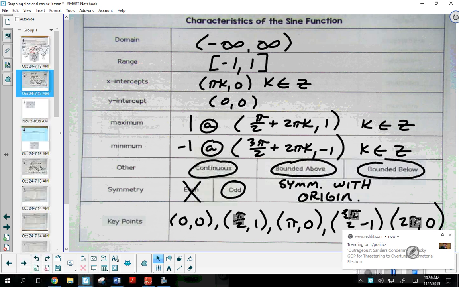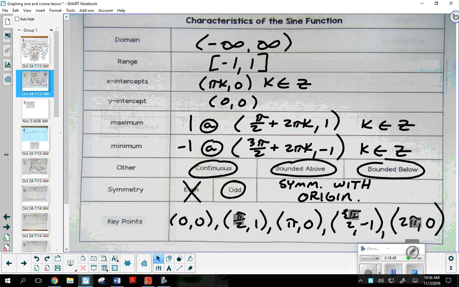Okay. The only thing I do want to go ahead and bring up in addition to this is the symmetry. What does it mean it's symmetric with the origin? What does that mean?